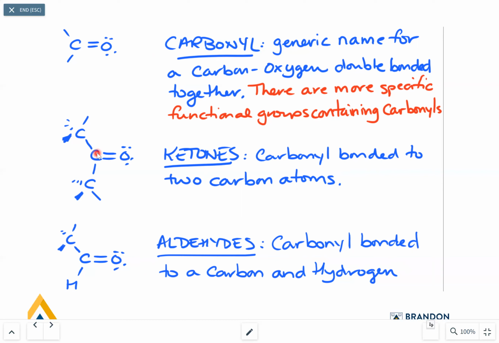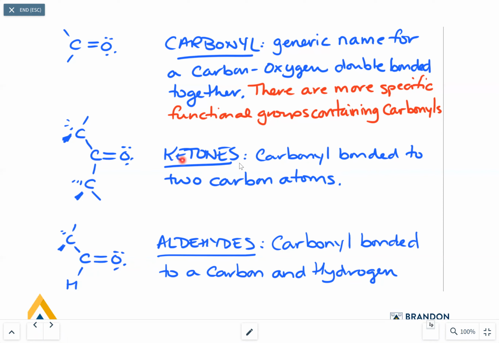So if the carbonyl, so the carbon-oxygen double bond, is flanked by a carbon and a carbon, we call this a ketone. If we replace one of the carbons with a hydrogen, this is called an aldehyde. So you probably have heard the term ketone or aldehyde before, and this is basically what they look like. So a carbonyl flanked with hydrogen and carbon, or a carbonyl flanked with carbon and carbon.